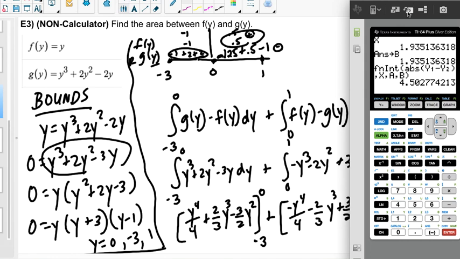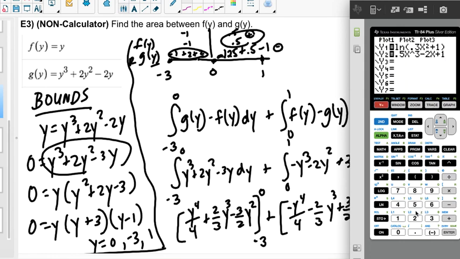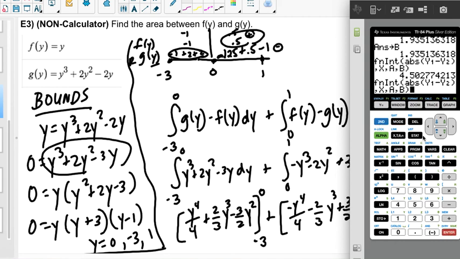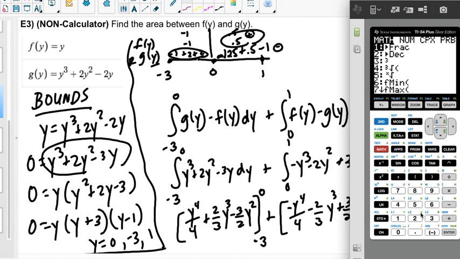So let's go ahead and check it. I'm going to go to my y equals. Remember that you're using x in place of the y's. So it's an x instead of a y, and this is an x to the third plus a 2y squared, which is an x squared in this situation, minus a 2y, which is an x in this situation. Again, if I'm checking on the calculator, I don't care which one's y1 and y2, all I care about is the first and last bound. So I'm going to do -3 to 1. We're going to see what happens, and then we're going to math frac it.